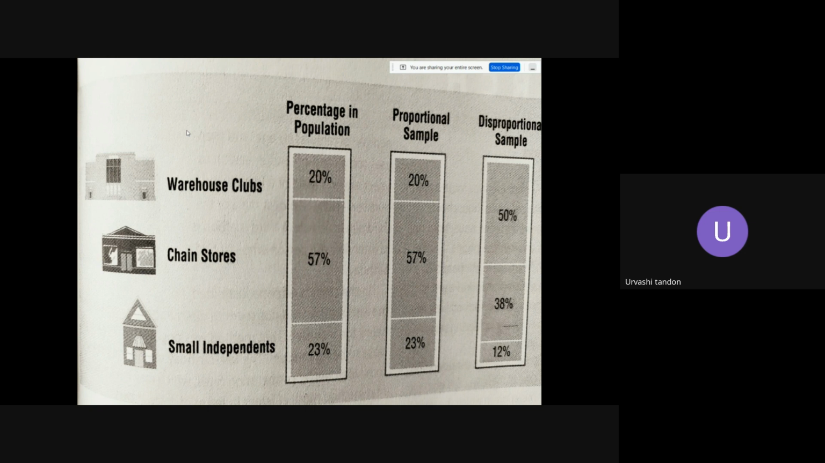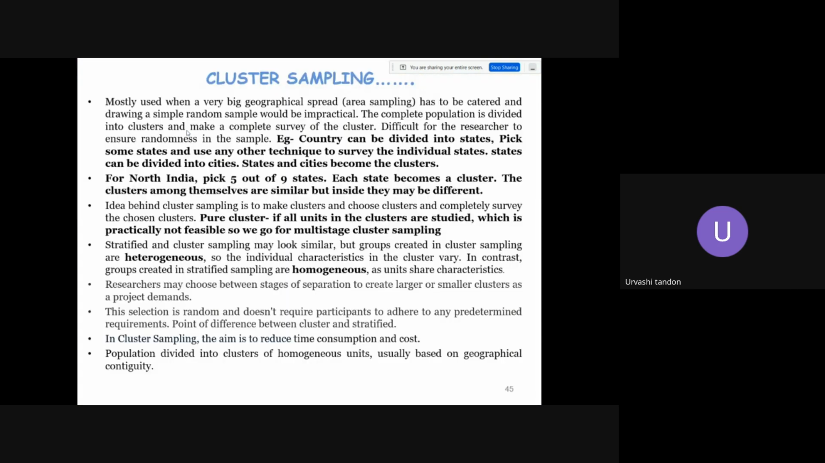But the important thing is, the sample has to be proportionate. Let's say for warehouse clubs, chain stores, and small independents, this is the percentage in their population, then the sample has to be like this, right? It has to be a proportional sample. A disproportionate sample will create a bias. Let's say if you take 50% warehouse, then 38% chain stores, and small independents you just take 12%, it's going to create a bias, right? Then if you want to go for such a type of sampling, it's better you go for non-probability sampling techniques rather than probability sampling techniques.